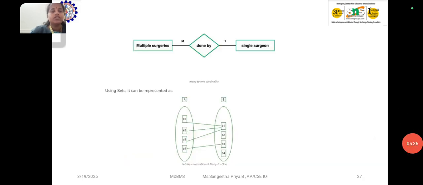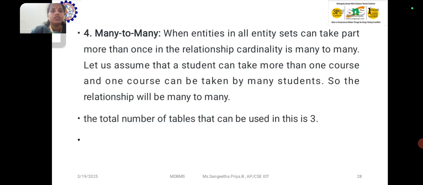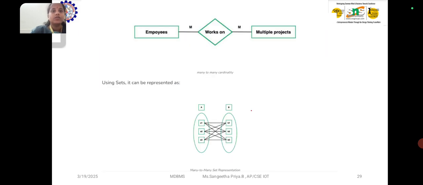Multiple surgeries are done by a single surgeon. The next one is many-to-many. When entities in the entity set can take part more than once in a relationship, the cardinality is many-to-many. Let us assume that employees work on multiple projects.